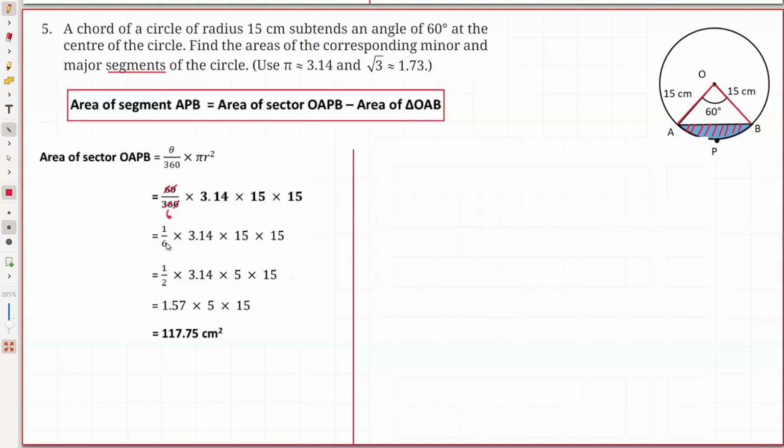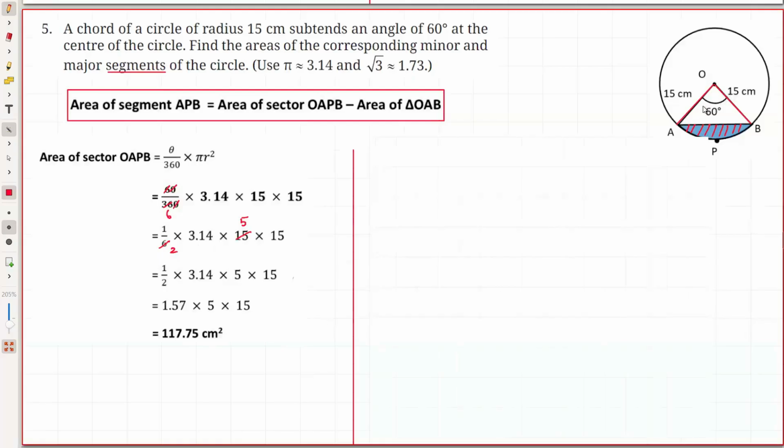Again cancel with 3 table. 2 3s are 6 here, 5 3s are 15. So 1 by 2 into 3.14 into 5 into 15. Just multiply everything. 117.75 centimeters square. Area of the sector is 117.75 centimeters square.